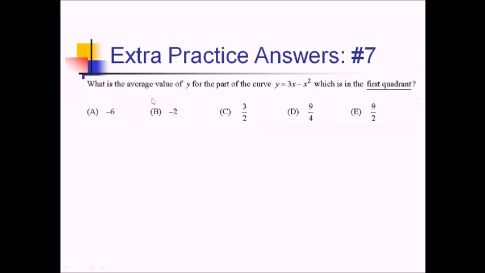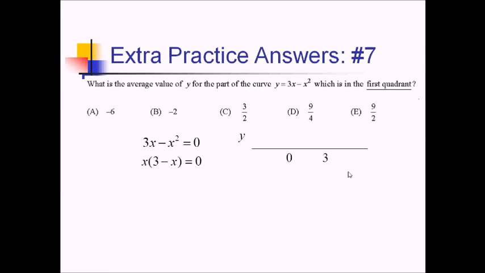For this fun problem, we want to know the average value for y for the part of this curve here that's in the first quadrant. So this is a multi-step problem. First off, we have to figure out on what intervals this function is in the first quadrant, and then based off of that, we can try to find the average value of that part of the curve. So first, we're going to set this equal to 0, and I can factor out an x here. That leaves me with 3 minus x. That means I have values of 0 and 3 that I'm going to test out on my number line here.